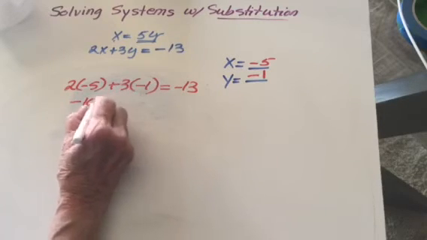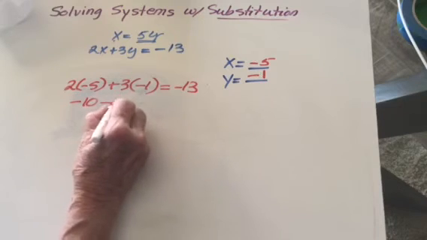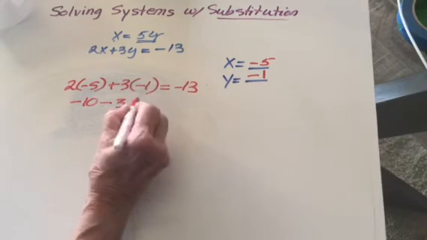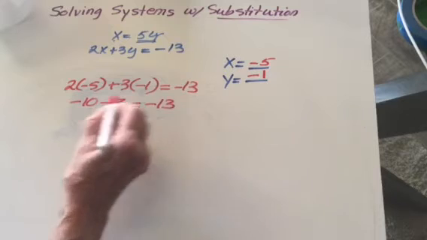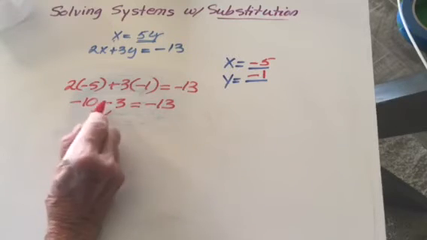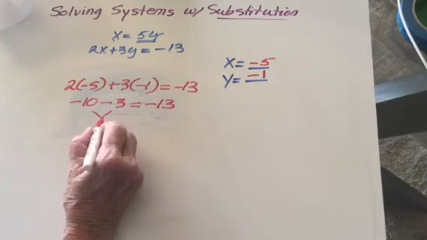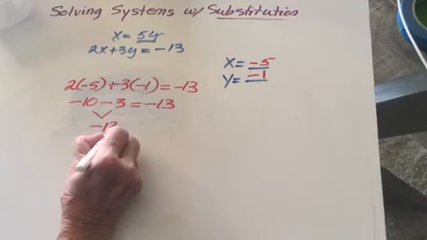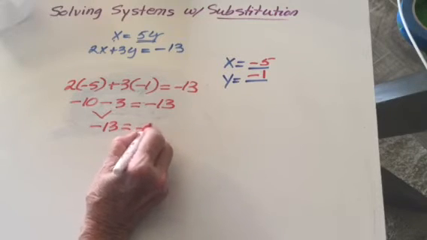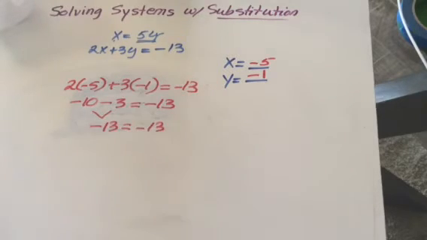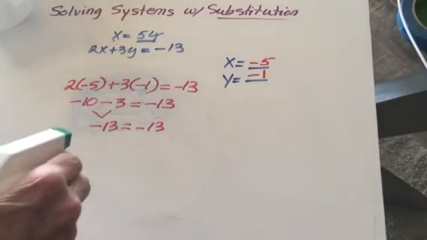I'm not going to put plus negative 3. I'm just going to say negative 10 minus 3 equals negative 13. Two numbers, negative, negative, I'm just putting those together. Negative 13 equals negative 13. And that checks out to be correct. So when I'm solving those, they're my answers. They're the correct answers.